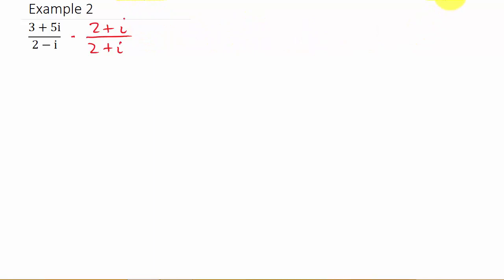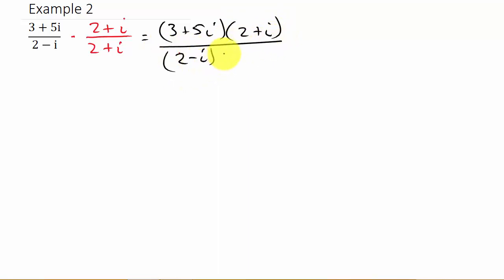So I have 3 plus 5i times 2 plus i over 2 minus i times 2 plus i. Alright, so now for the numerator, we're going to have to FOIL this out. And I have a video on multiplying complex numbers. You can check that out if you need to.